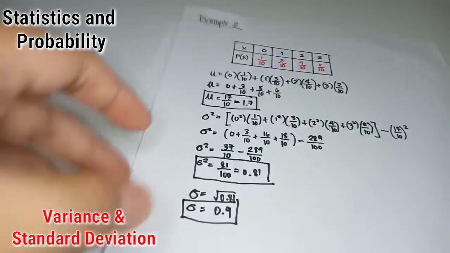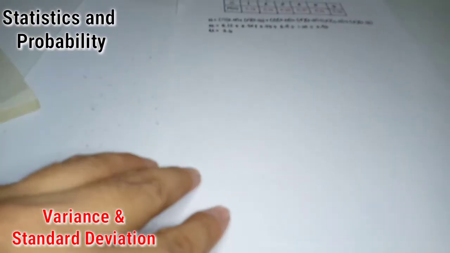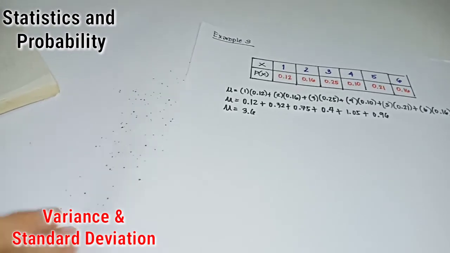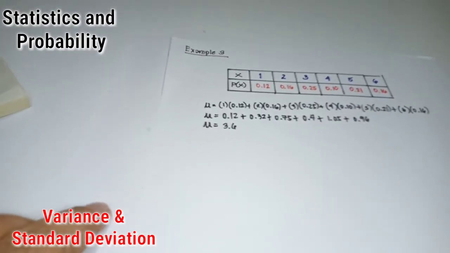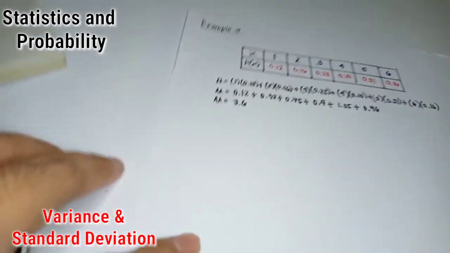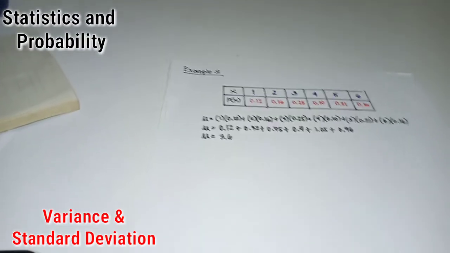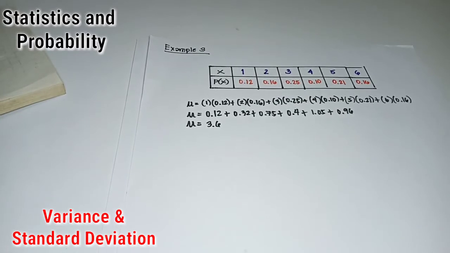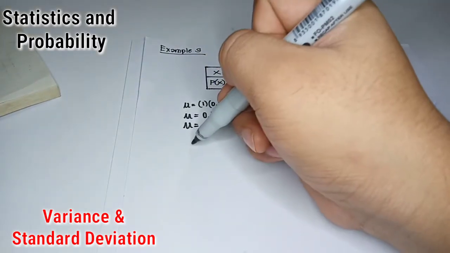And lastly, let's go back to our last example. Example number 3. We have here our probability distribution, and we have a lot of values. Though we have a lot of values, the procedure of computing the mean, standard deviation, as well as the variance is just the same. So you'll just have to follow the procedure and then you'll get your answer. So we'll start.